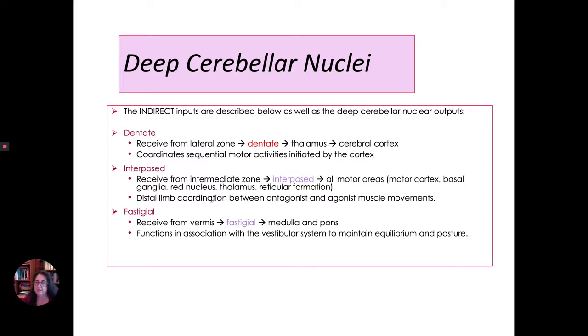Fastigial nucleus. This receives input from the central part, the vermis, and then after it leaves the fastigial nucleus, it goes out to the medulla and the pons. And remember, the medulla and the pons had a lot of those systems that had to do with postural muscle control, and that's right, because isn't that what the vermis is for? So it functions in association with the vestibular system and the reticular formation, for that matter, probably as well, to help with those postural and equilibrium kinds of control.